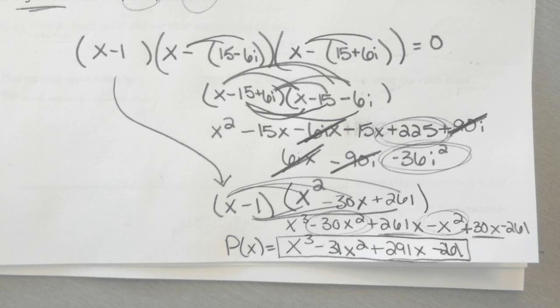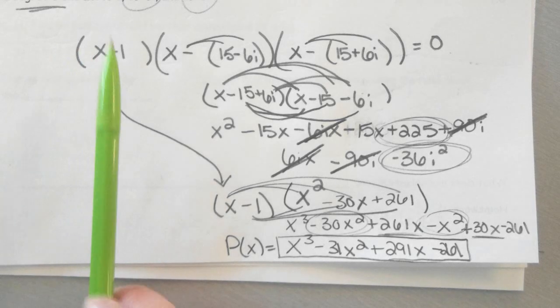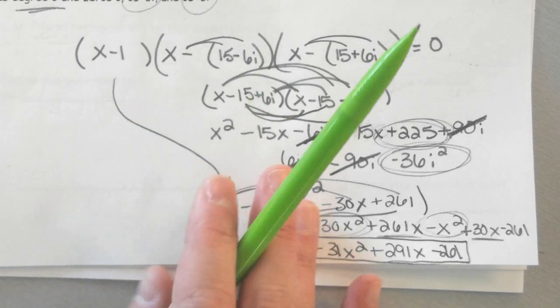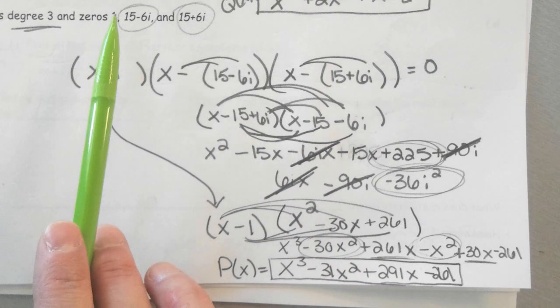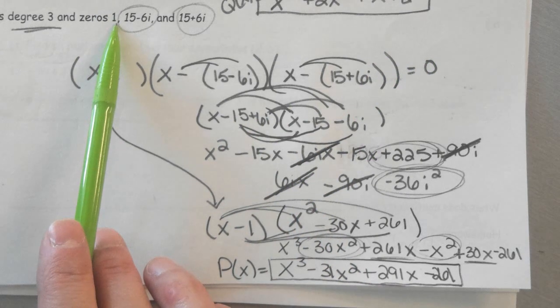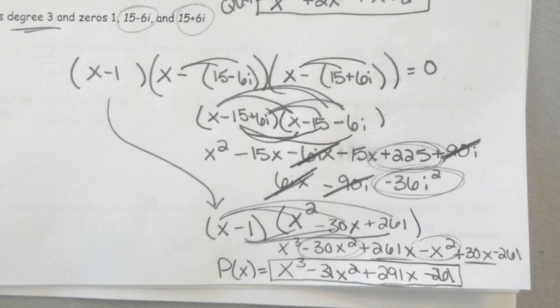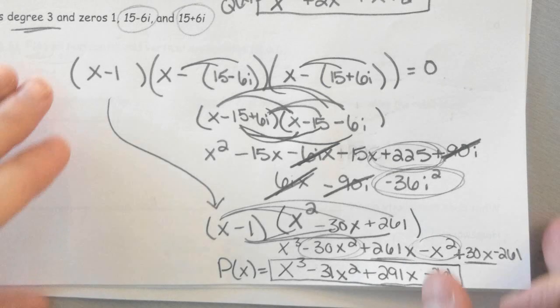The only thing I want to mention is that sometimes they'll tell you you have a solution with a multiplicity. If they had told me I had a solution and it was 1 and it had a multiplicity of 2, I would need 2 sets of parentheses of x minus 1. Does that make sense? Okay. So just be careful with that.